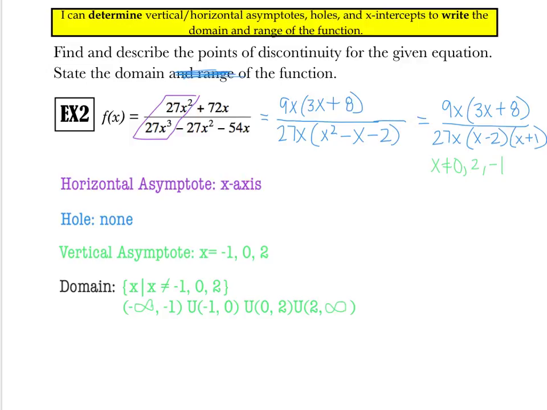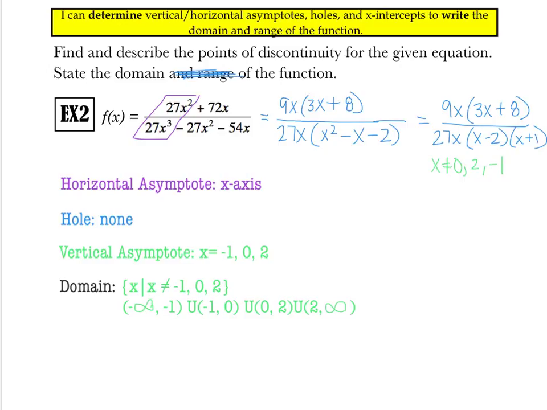Alright, when I factored it, my completely factored form ended up as 9x times 3x plus 8 over 27x times x minus 2 times x plus 1. So nothing canceled, none of my restrictions canceled, so that's why I had no holes, which leaves my x equals 0, x equals 2, and x equals negative 1 to be my vertical asymptotes. So there are vertical asymptotes at x equals negative 1, 0, and 2.